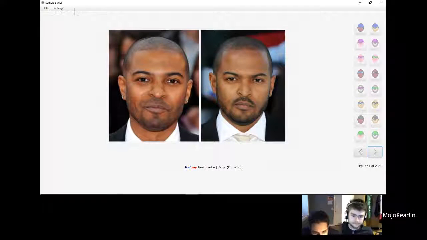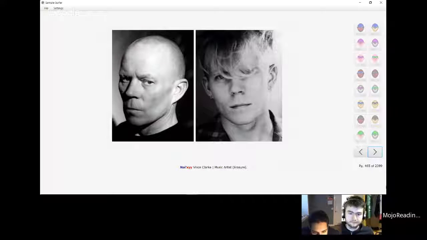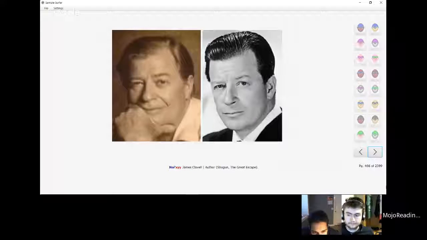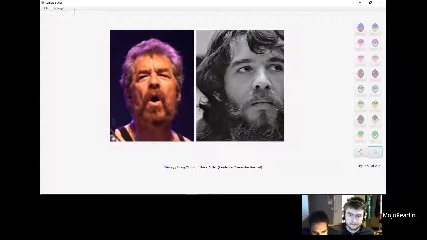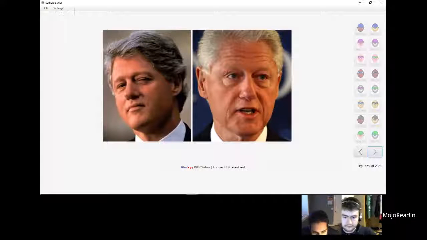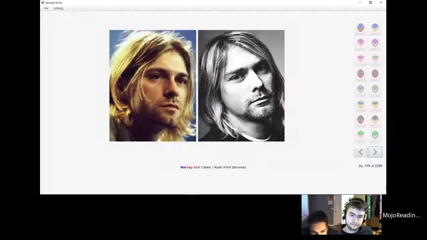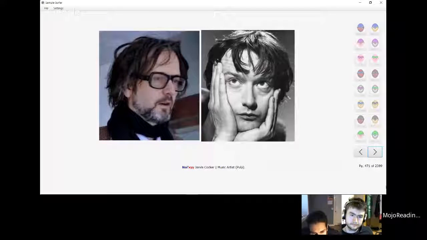Naiji Noel Clark. Naiji Vince Clark. Naiji James Clavell. Naiji Les Claypool. Naiji Doug Clifford. Naiji Bill Clinton. Naiji Kurt Cobain. Naiji Jarvis Cocker.